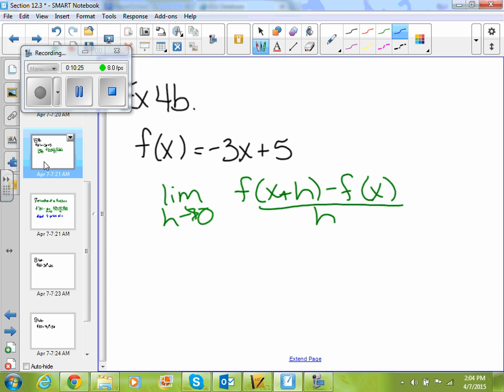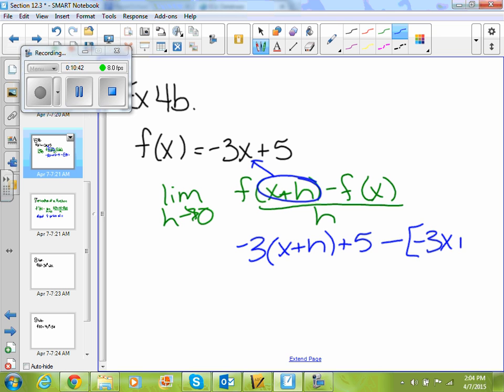Okay, well, anytime it asks you to find f of x plus h, all that tells you is to put x plus h in for x in your equation. So negative 3 times x plus h plus 5 minus negative 3x plus 5, because f of x is negative 3x plus 5, divided by h.